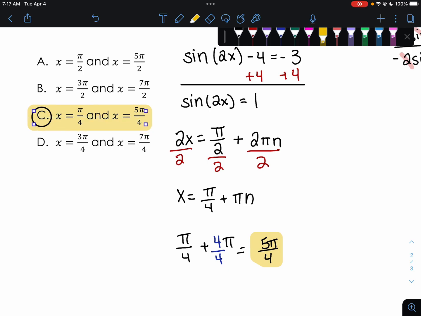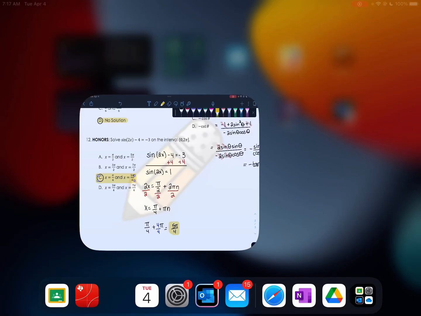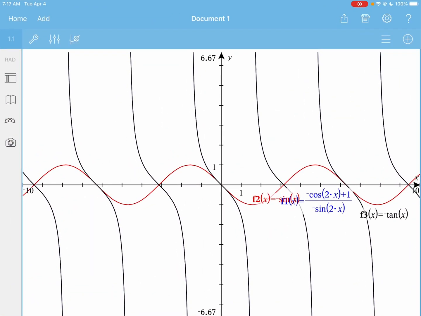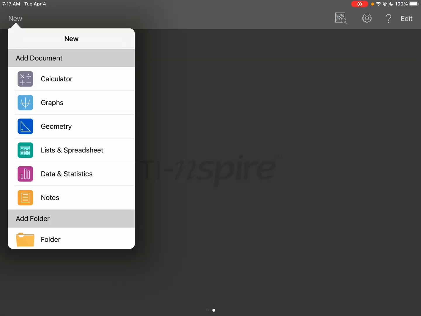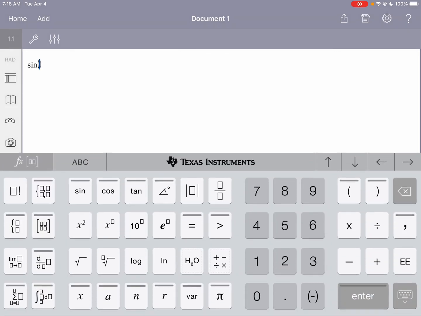If you're checking this with the calculator, again, you're just plugging it in to see which one would give you -3. So I'm going to just go to my calculator. Again, make sure that you are in radian mode. I'll type in the first one so you can see. Sine of 2 times a fraction of pi over 2 minus 3. Oh, minus 4. It should equal -3. That one equals -4. It does not work. Enter or go up 2 times, press enter.